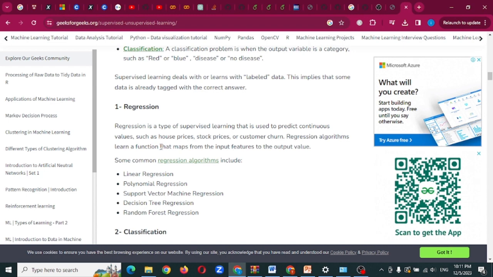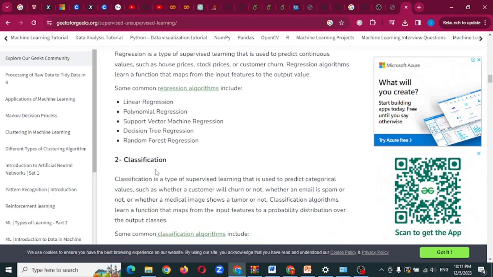What does that mean? It means that it learns the features when we give it the data initially, and then the value is defined based on the input features that we have given. It includes linear regression, polynomial regression, support vector machine, which is one of the most commonly used algorithms in machine learning and artificial intelligence, decision trees, and random forest regression.